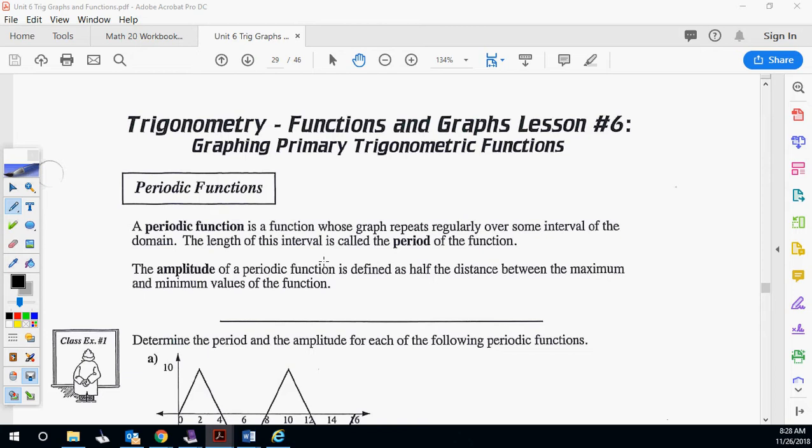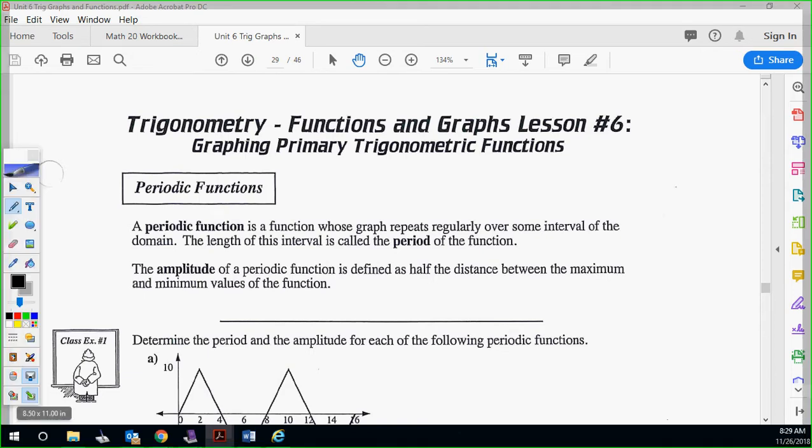Okay, the amplitude of a periodic function is defined by half the distance between the max and the min. Essentially, that's going to be the height. For example, our amplitude of a regular sine and cosine graph is 1. Because think about halfway. We're getting ahead of ourselves a little bit here, but I'm trying to explain with the context where we're going.